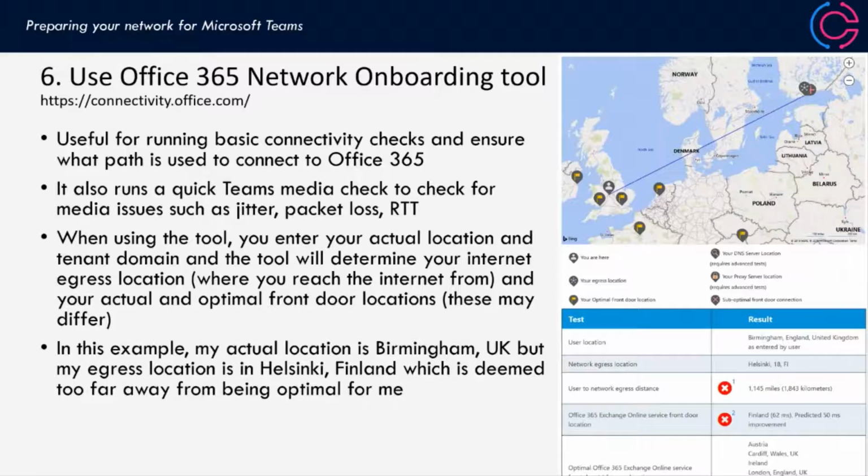So in this example, I'm based in Birmingham, UK, but my internet breakout is actually in Helsinki in Finland. So the network egress is miles away from where I am, and the Exchange front door is also miles away from where I am. It's basically saying that where I break out to the internet is in Finland, so I'm being redirected to the Finland front door, whereas instead I should be going to either Cardiff, Wales, Ireland, Austria, London, etc. That's where I should be breaking out. All these yellow flags are where I should be breaking out, but actually what I'm breaking out at is that red cross, which isn't ideal.